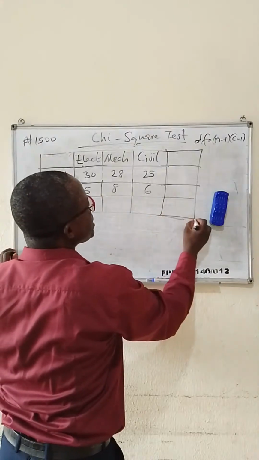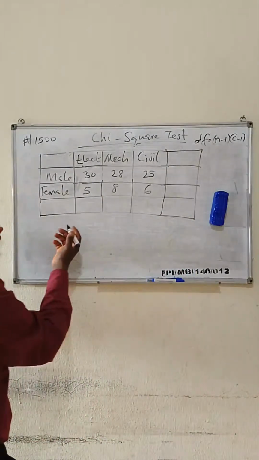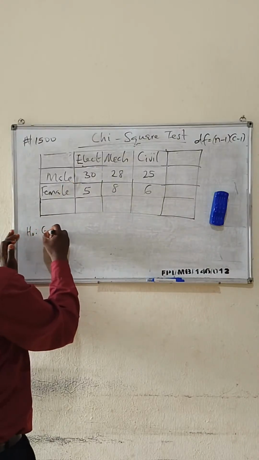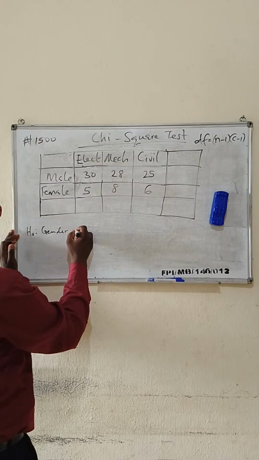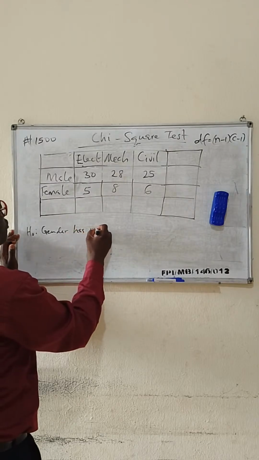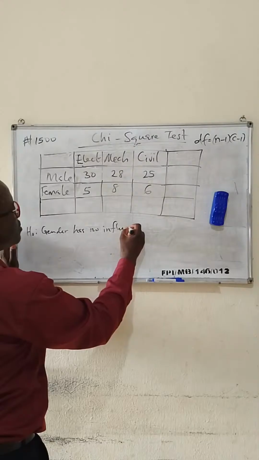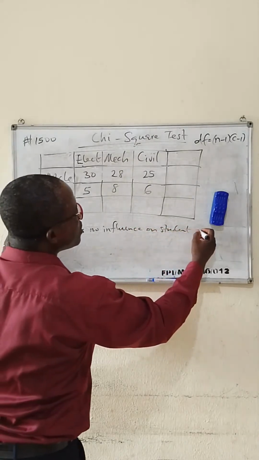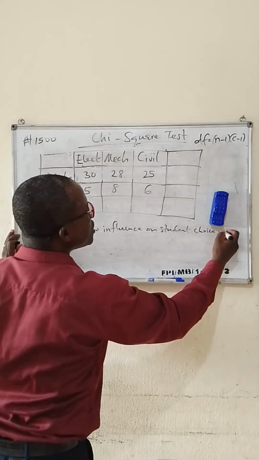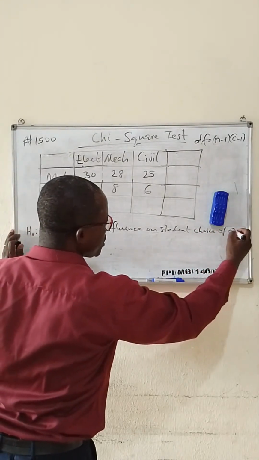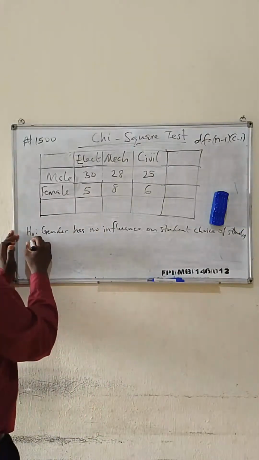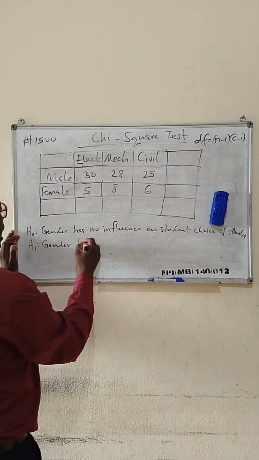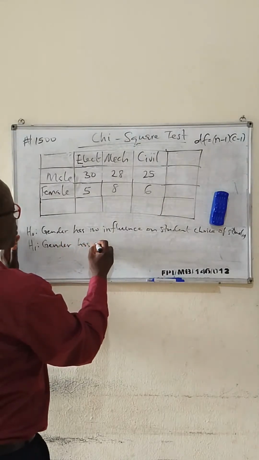Remember, hypothesis is important. And if you want to state hypothesis here, you can say H naught: gender has no influence on students' choice of study or course of study. Then H1: gender has an influence. Gender has an influence.